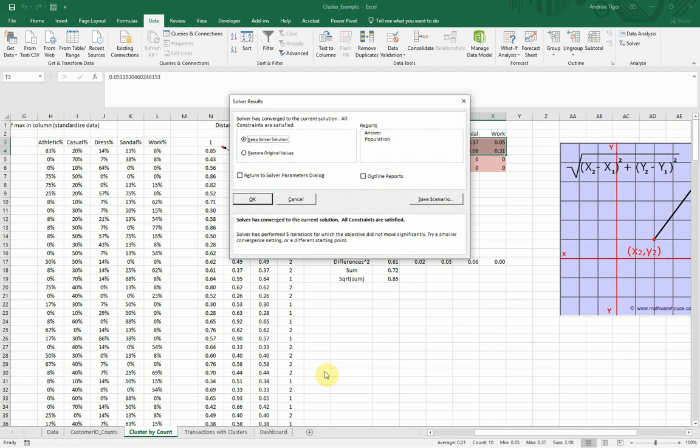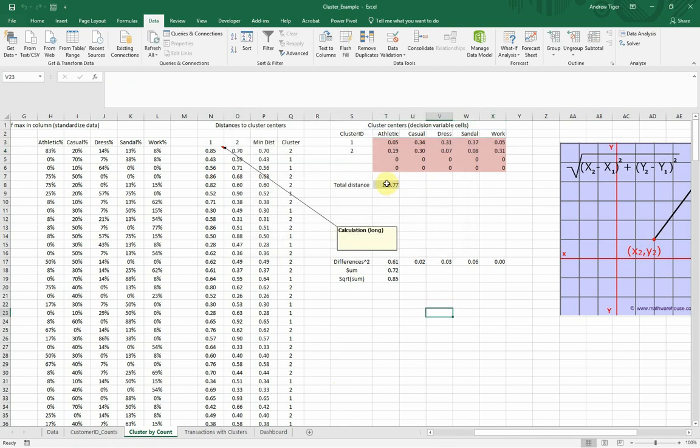So there you go. I didn't edit anything. That took about 15 seconds to come up with an answer, and it came up with the solution. And this is what the cluster centers would be over these 5 different types of purchasing. And we've got 2 clusters. And this is what it is. And now every person is assigned to a certain cluster.